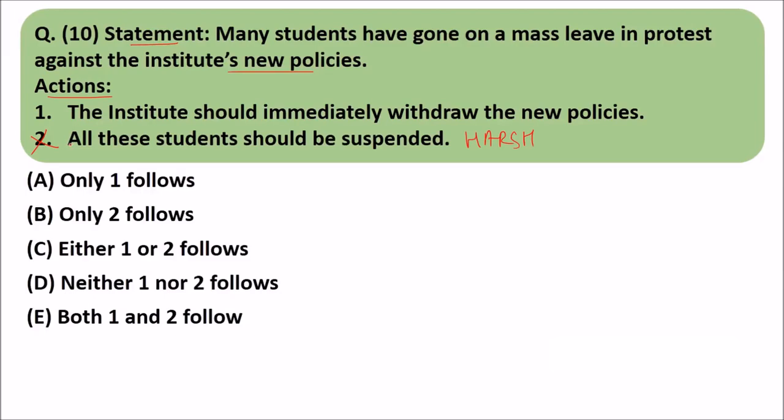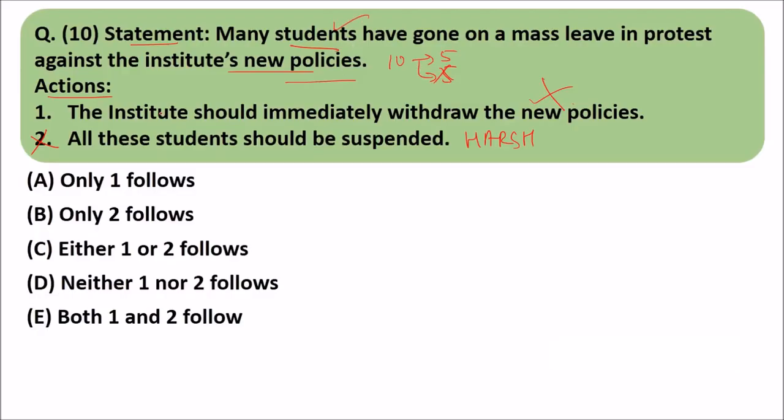It is not appropriate to take such impractical action. Now the institute should immediately withdraw the new policies. After reading the sentence, you might think that this is an appropriate action or a logical action, but it is not, absolutely not. Why? The new policies which are there, we do not know about the new policies. It might happen that out of the 10 policies, 5 might be good and 5 might be bad. We don't know for which policies the students are fighting or protesting against.